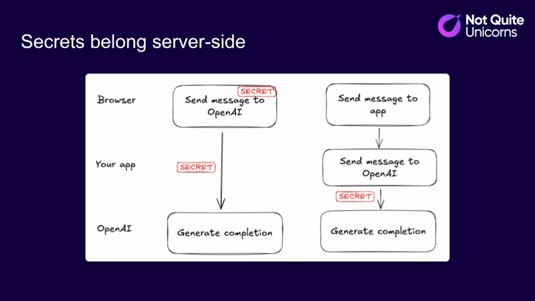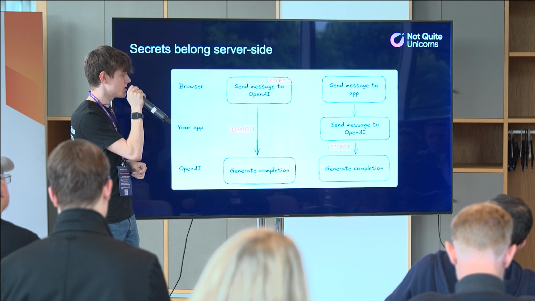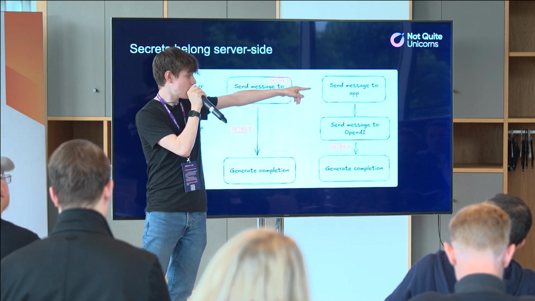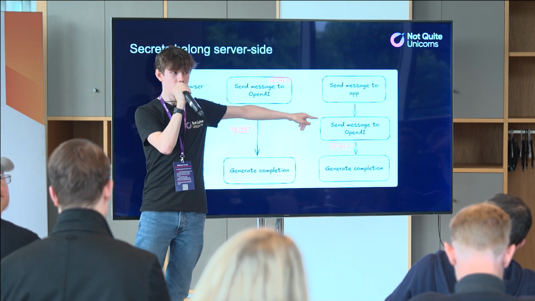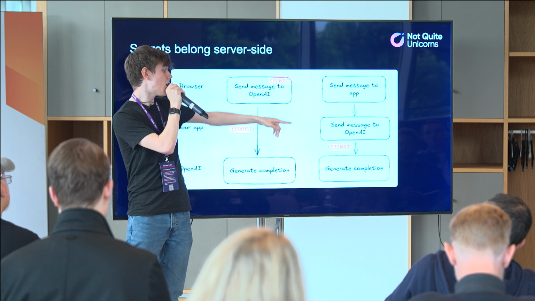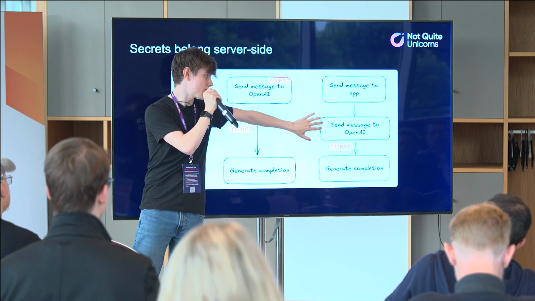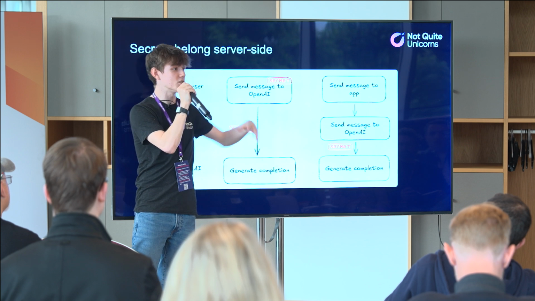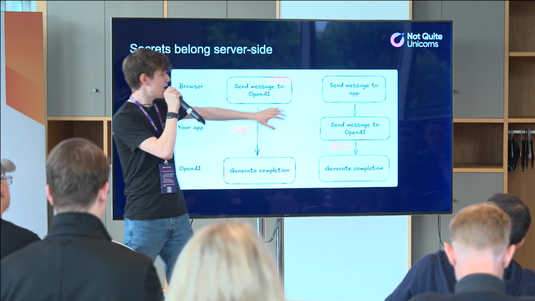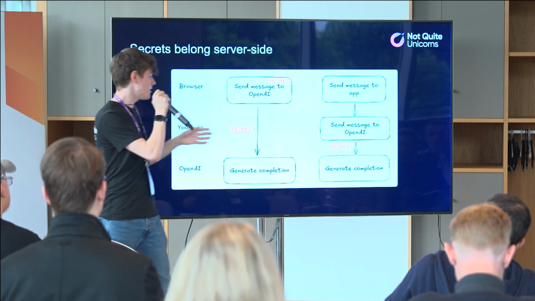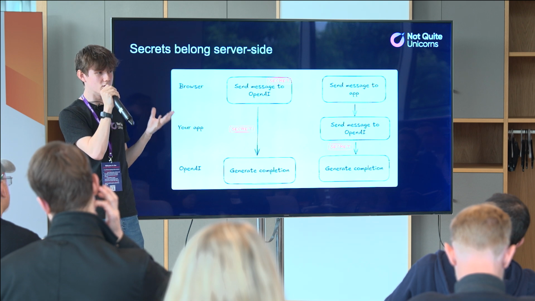When actually what we need to do is when we click that send message button, we need to send a message, but we need to send that to the server, send it to our app so that our app can add that secret key. And this is a safe space. This is between the server and OpenAI, so it's not accessible to the user.